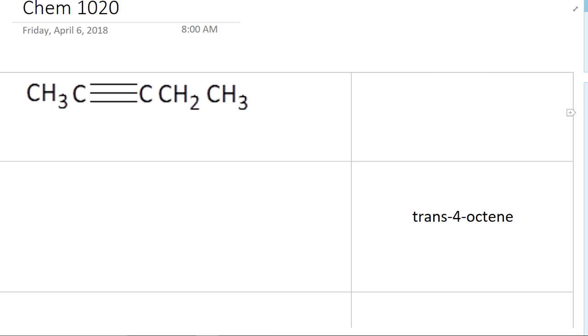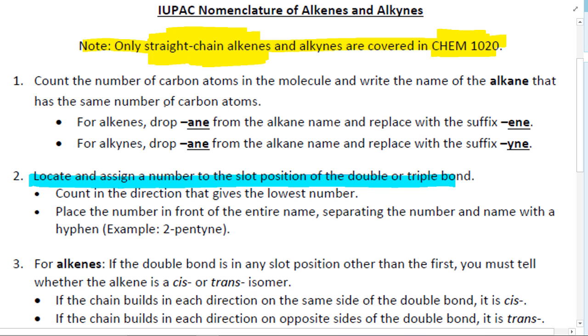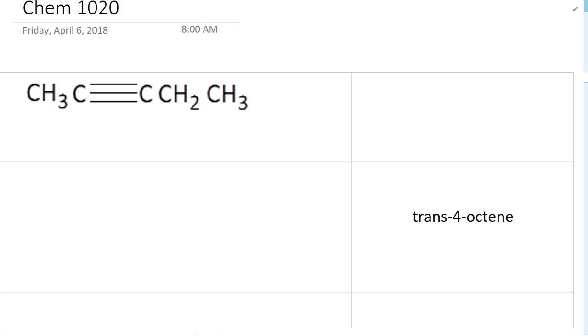Now, if we want to name this, the rules tell us we are going to count the number of carbon atoms in the molecule and write the name of the alkane. So we count the carbon atoms right here. How many carbon atoms do we have? 5. So a prefix that stands for 5 is pent. Because we have a carbon-to-carbon triple bond, this is going to have a suffix of -yne. This will be pentyne.